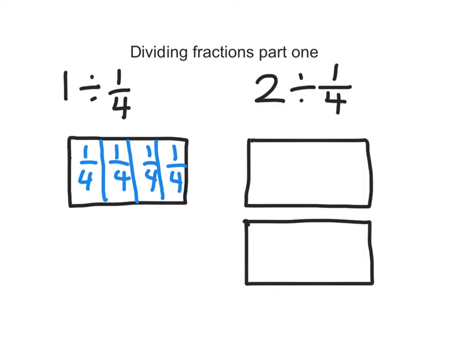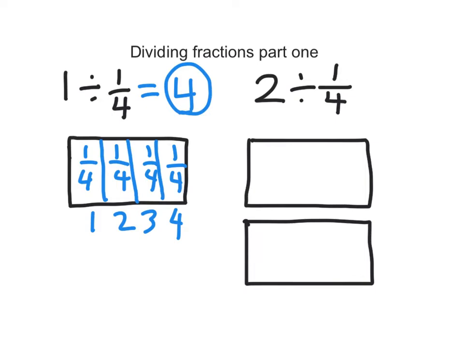So if I take 1 whole and I divide by 1/4, I end up with 1, 2, 3, 4 equal parts. So the answer to that division problem, 1 divided by 1/4, is equal to 4. That's how many equal parts it would take to make 1 whole. All right. So now let's extend that to the next example.